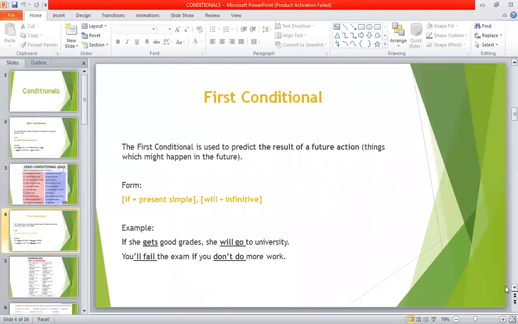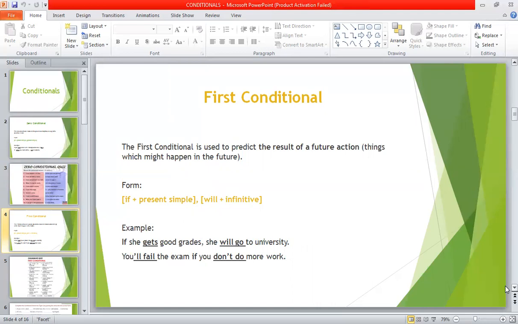First conditional. The first conditional is used to predict the result of a future action, things which might happen in the future. So if we talk about possible things, and underline this word possible, that might happen in the future, we use the first conditional. So we talk about present or future, about things that might happen in the future, not impossible. We use the first conditional to express that.